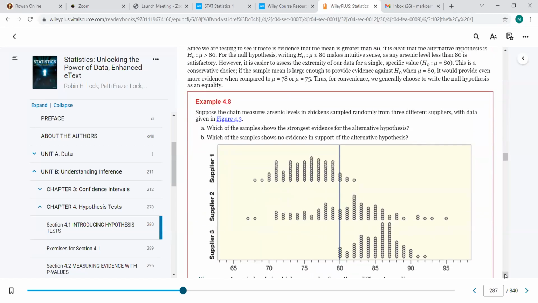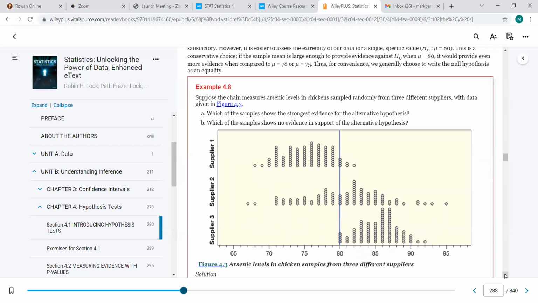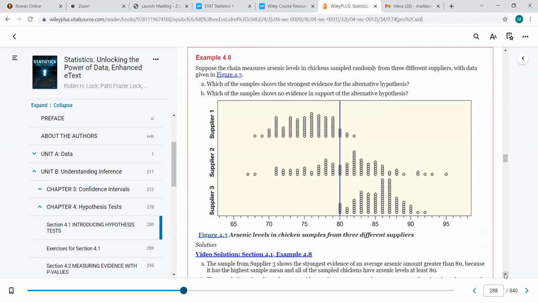Now, suppose these are 3 suppliers who provide chicken to this chicken chain. Take a look at the 3. These are dot plots. Take a look at the 3 of them. Notice that the vertical bar is at 80. This is measuring the amount of arsenic for these samples of chickens. Take a look at the 3 suppliers. Tell me which one provides strong evidence.